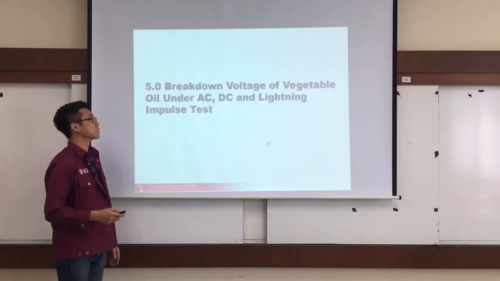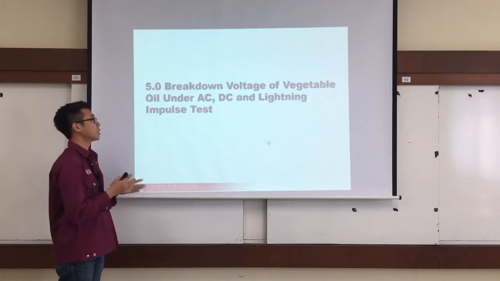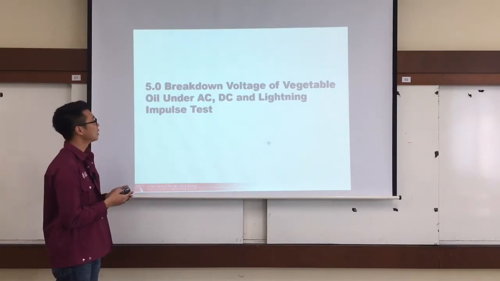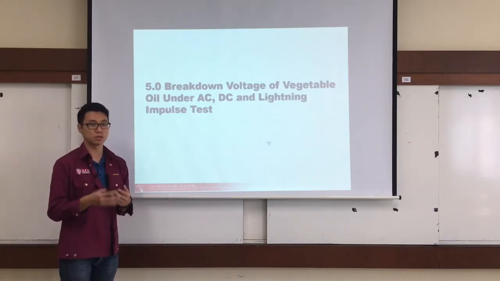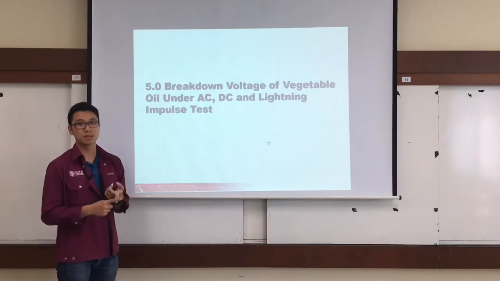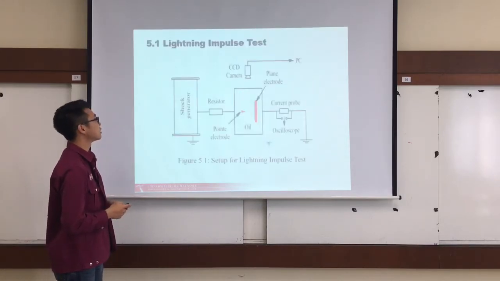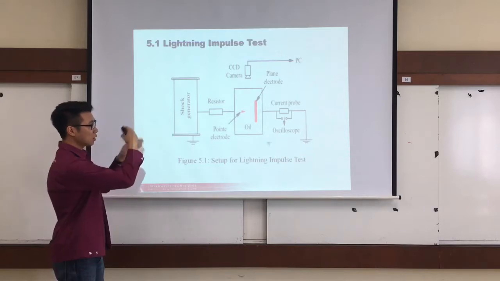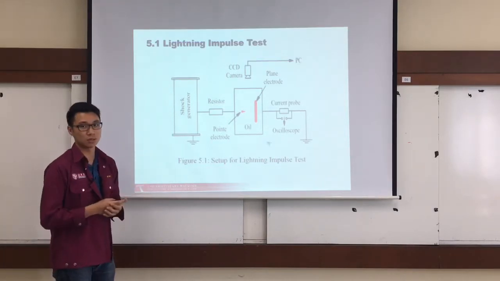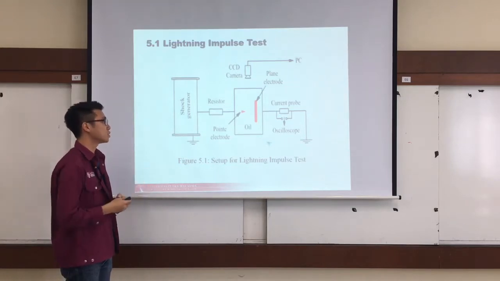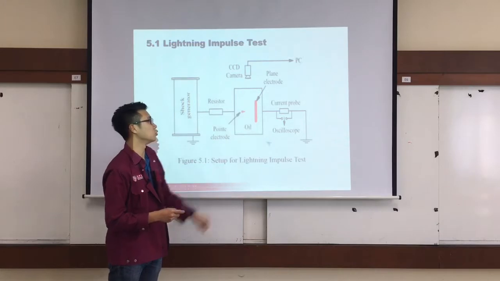Okay, so now I will discuss different tests that can be used to determine the breakdown voltage of vegetable oil and also mineral oils. The 3 tests that we will be considering are the impulse test, the AC test, and the DC test. So firstly, for the impulse test, this is the configuration that we use. We will use a shock generator, normally a Marx generator, to generate a very high voltage to be applied on the terminals and the insulating material in between.